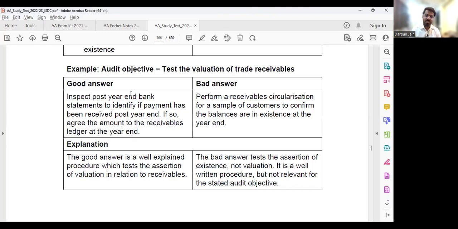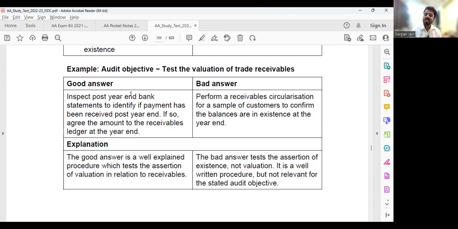Inspect the post year end bank statement to identify if the payment has been received post year end. If so, agree the amount to the receivables ledger at the year end. Correct? You are checking whether the payment has been received after the year end or not. That is the inspection that you are doing for valuation of trade receivables, to test the valuation. Now see the bad answer.